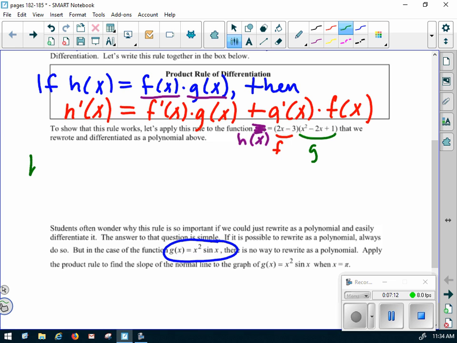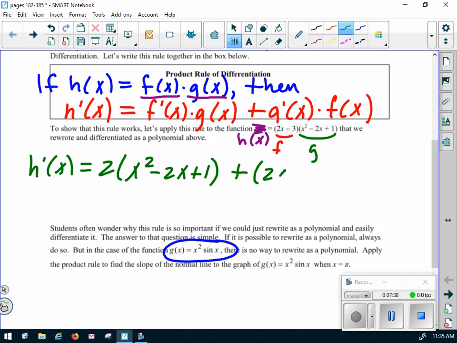So, h prime of x, the derivative of the first. What's the derivative of the first? Times the second, x squared minus 2x plus 1. The derivative of the first times the second plus the derivative of the second. What's the derivative of the second? Notice I put that in parentheses because that derivative is a binomial, times the first. Clean it up.